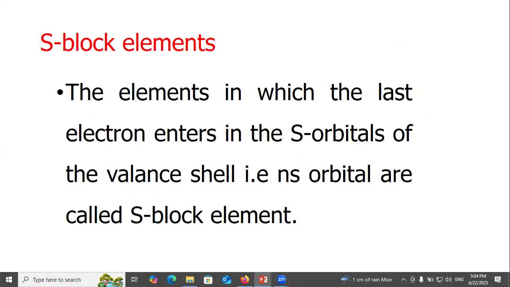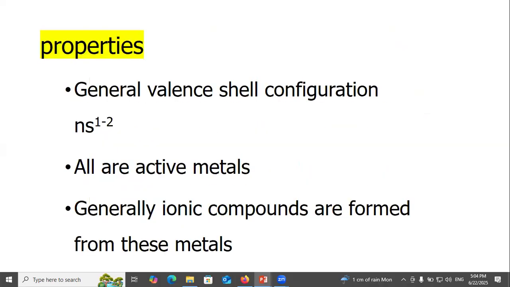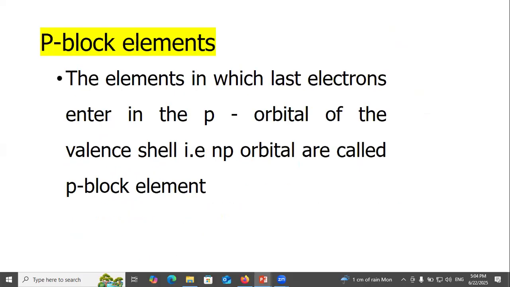S block elements: the elements in which the last electron enters the s orbital of the valence shell, that is the ns orbital, are called s block elements. Properties: in general, the valence shell configuration is ns1 to 2, and all are active metals. Generally, ionic compounds are formed from these metals.